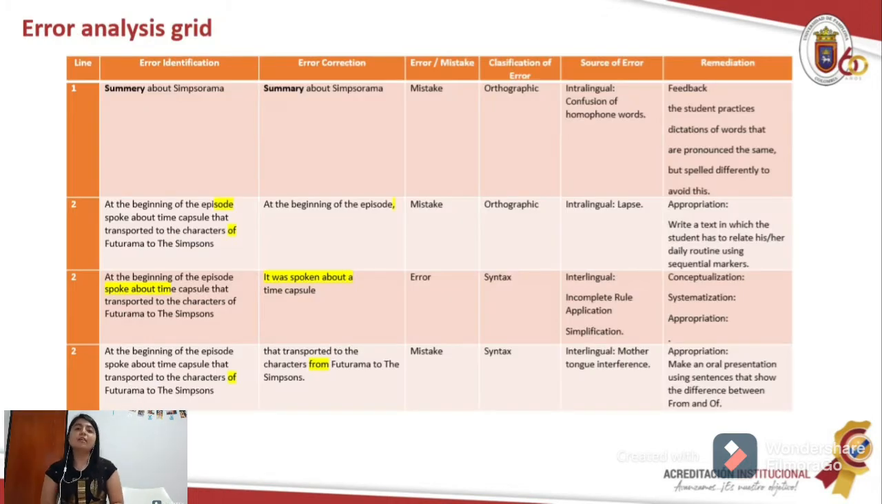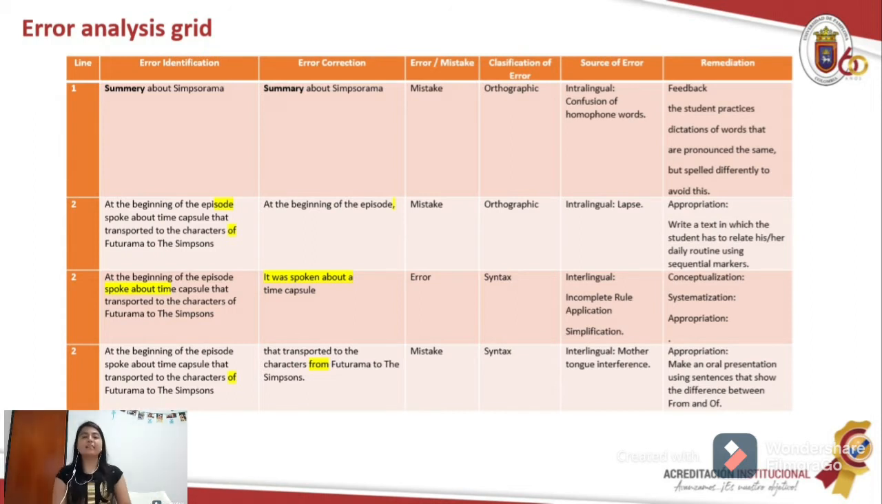In the first line, I found that the learner wrote summary about Cinsorama instead of summary about Cinsorama. This confusion is due to the fact that both words are pronounced in the same way, and the only difference in the spelling is that one has an A and the other has an E. It is a mistake since the student has the knowledge to differentiate it. Its classification is orthographic, and the source of error is confusion of homophone words. Remediation, systematization: I suggest the student practice dictation of homophone words to avoid possible problems.